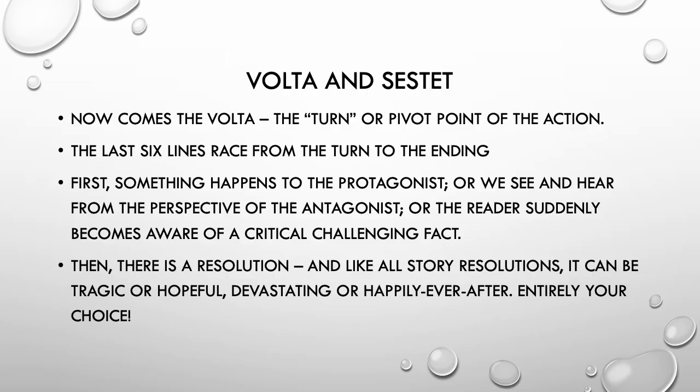Then comes the turn and the sestet, which is the race to the ending, right? The volta is the pivot point of the action. So something has to happen to the protagonist, or we see and hear from the perspective of the antagonist, or the reader suddenly becomes aware of a challenging fact that is critical to the story, and that tension really comes to a peak in the beginning of those last 6 lines.